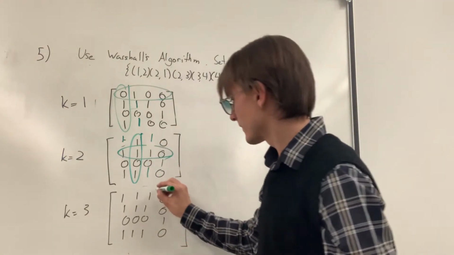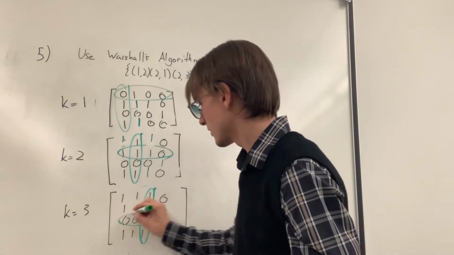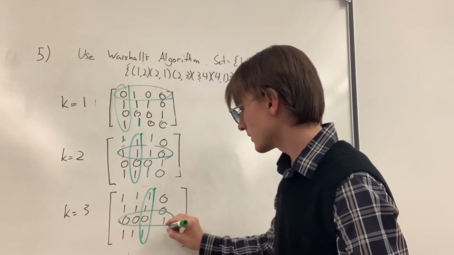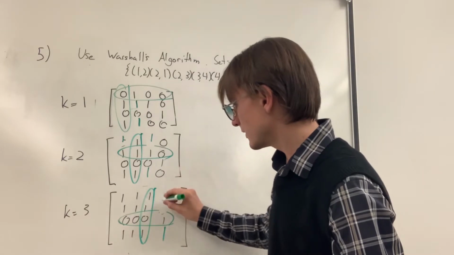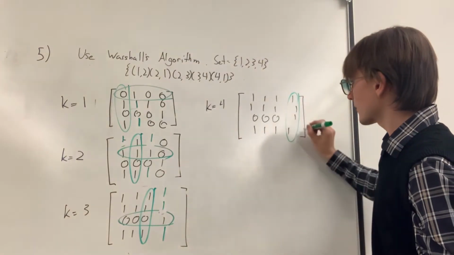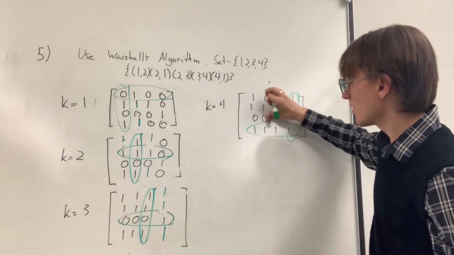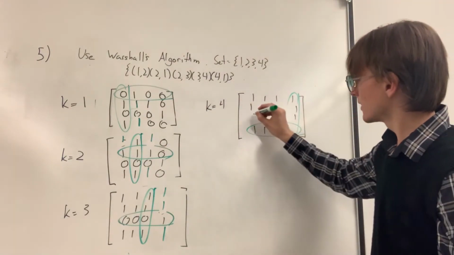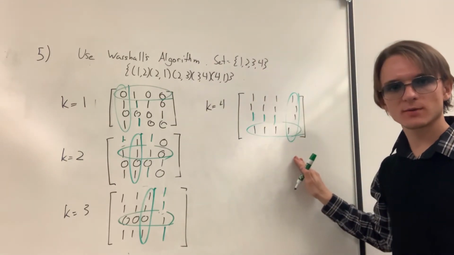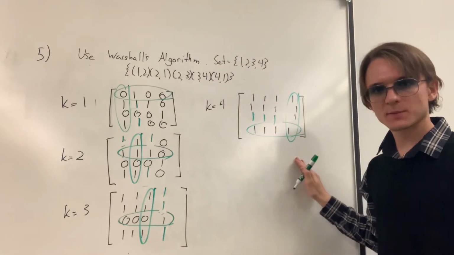Loop 3 now. Column 3, row 3. We get that this becomes a 1, and so do these. Finally, on our last loop, we check the fourth column, the fourth row. All 3 of these remaining zeros become 1s, and our final solution is a matrix with every place filled with a 1.